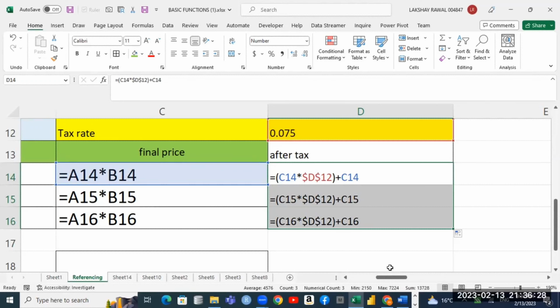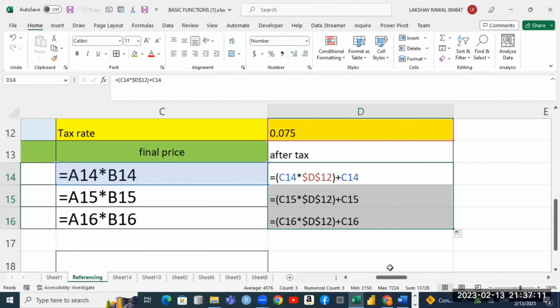Has everybody understood? I'll tell you why the dollar sign. When I was not putting the dollar sign, D12 was becoming D13, and D13 was becoming D14. But after putting the dollar sign, please look at the formula again. D12 is D12 everywhere. It has not changed from D12 to D13.